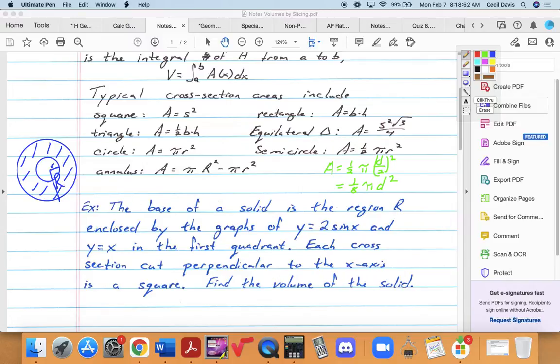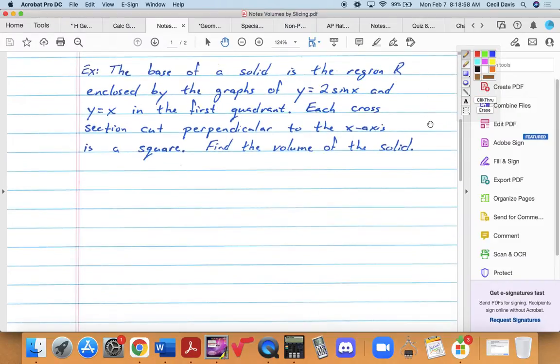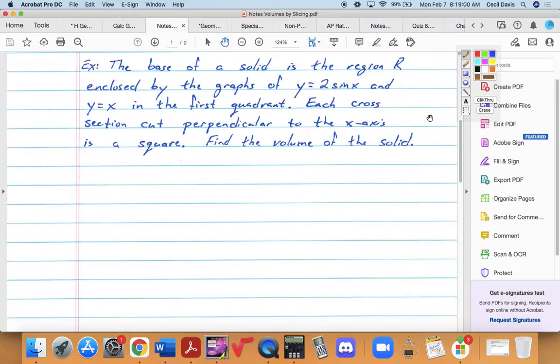Okay, let's look at some example problems of these and how this is going to work out. And they frequently start like this. The base of a solid is the region R enclosed by the graphs of y equals 2 sine of x and y equals x in the first quadrant.